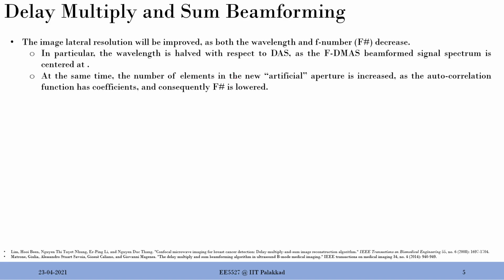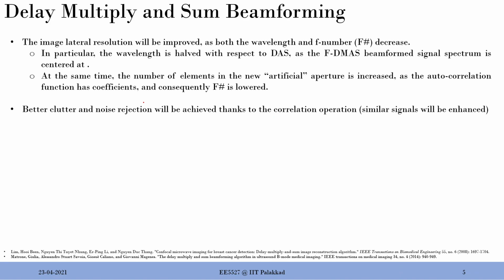At the same time, the number of elements in the new artificial aperture is increased. Okay, that's pretty clear, right? Because instead of x1, x2, x3, x4, you now have x1x2, x1x3, x1x4, x2x3, x2x4. So much aperture spread is happening, and because of that, you can imagine that when the aperture increases, the width of the transducer increases, your beam pattern is going to come down, right? So that means the lateral resolution is going to improve. Okay, so that's the important aspect.